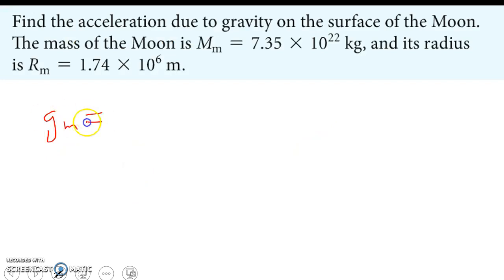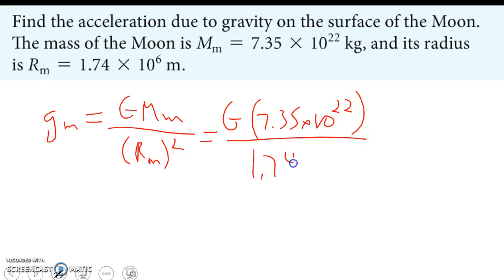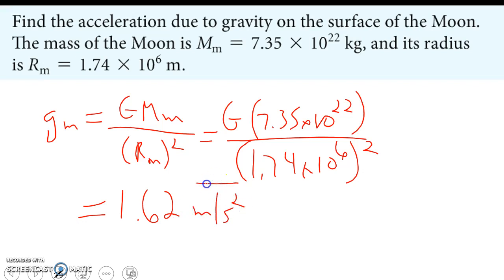So g on the moon is equal to big G, mass of the moon over the radius of the moon, all squared. All right, big G, we know that number. Mass of the moon's given to us in the problem: 7.35 times 10 to the 22nd kilograms over the radius of the moon, 1.74 times 10 to the 6th meters, all squared. And we do all the fancy math, and we get g on the moon to be this.